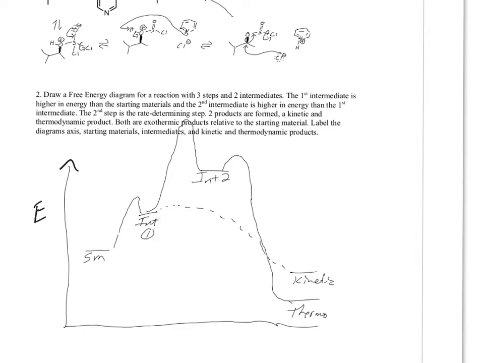And what I probably should have done here, if you're reading this, first intermediate is higher energy than the starting material, second intermediate is higher than the first intermediate. The second step is the rate determining step, so we have the highest hill there, activation energy. I should have said from intermediate 1, the kinetic product is formed. And I should have said from intermediate 2, the thermodynamic product is formed. I should have said that, otherwise it's not clear that this happens. But there you go.